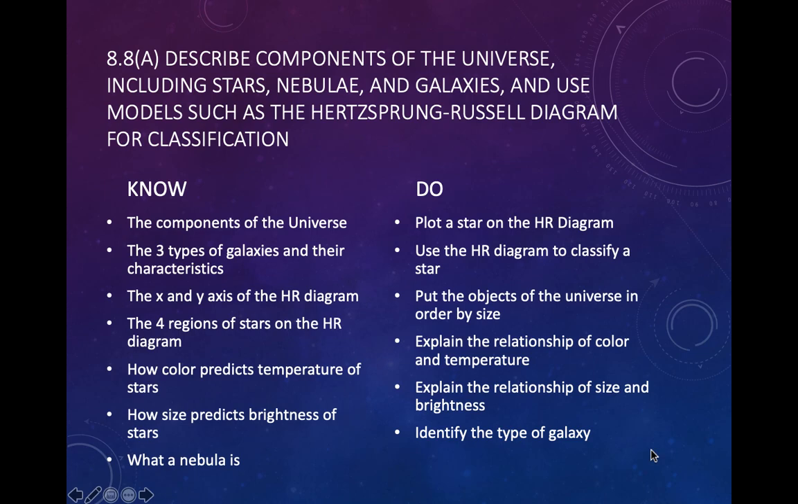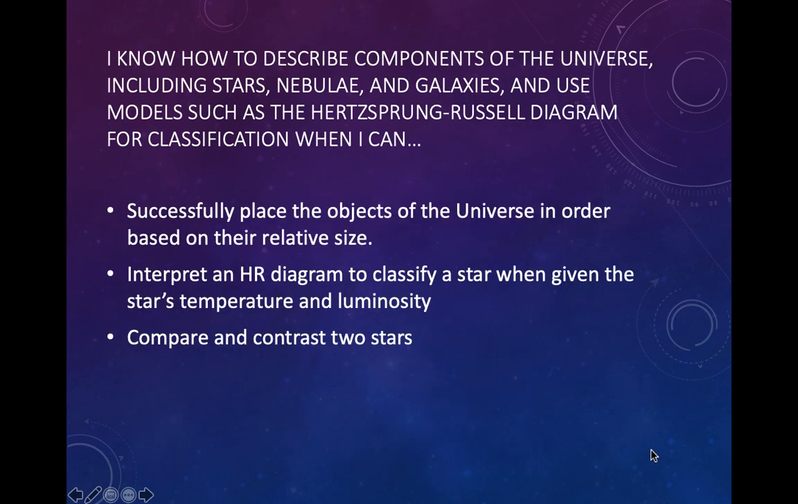Here's a list of things we should know or do, but to simplify, I know how to describe components of the universe, including stars, nebula, and galaxies, and use models such as the Hertzsprung-Russell diagram for classification when I can successfully place the objects of the universe in order based on their relative size, interpret an HR diagram to classify a star when given the star's temperature and luminosity, and compare and contrast two stars. I'll also throw in there if I know the definitions of all these vocabulary words.